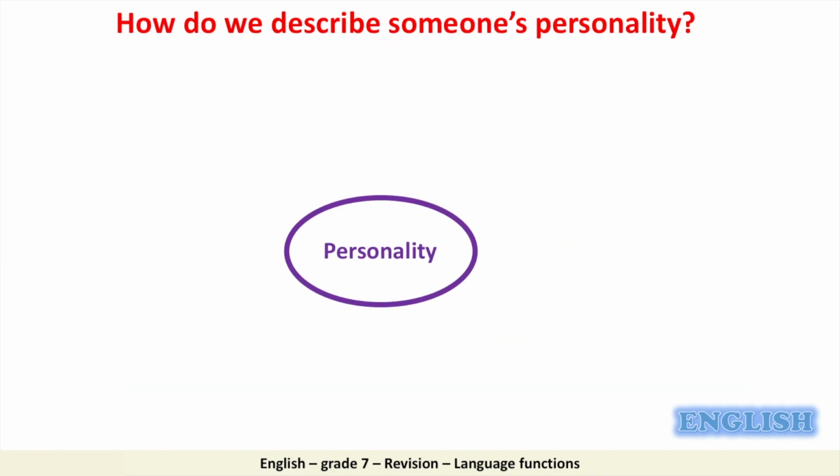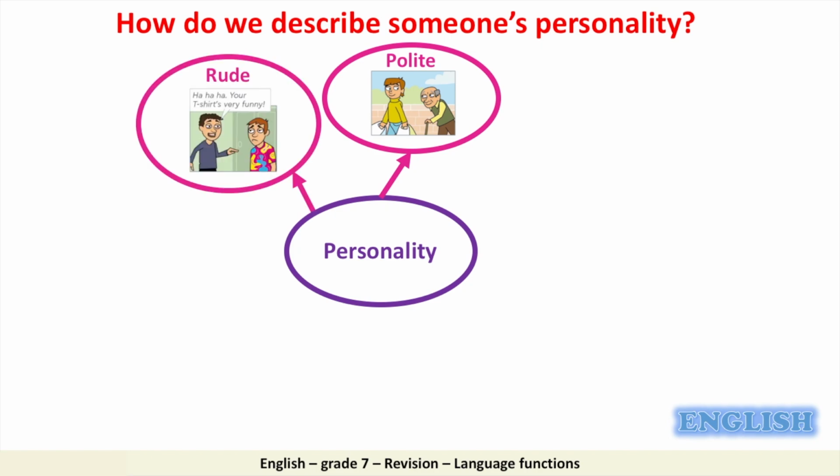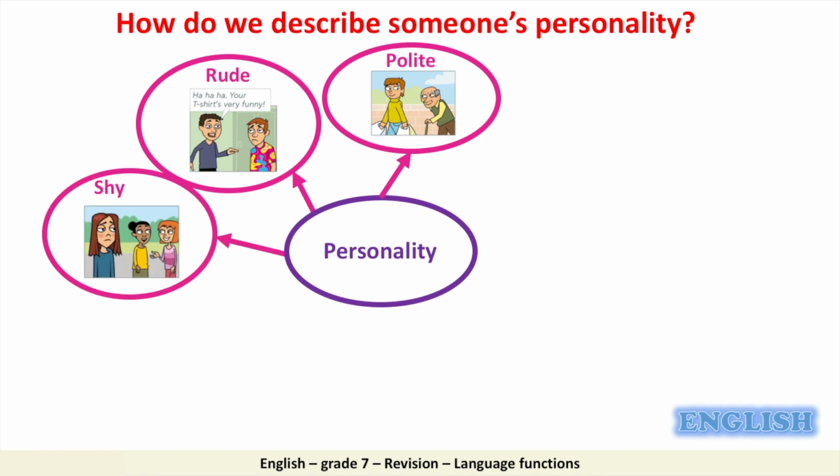Next, how do you describe someone's personality? Do you remember the different adjectives used to describe different personalities? Great! We use the adjective polite when we describe a person's kind behavior. Rude is when a person says or does things that are not polite or kind. A shy person is a person who is uncomfortable and nervous when talking to other people.